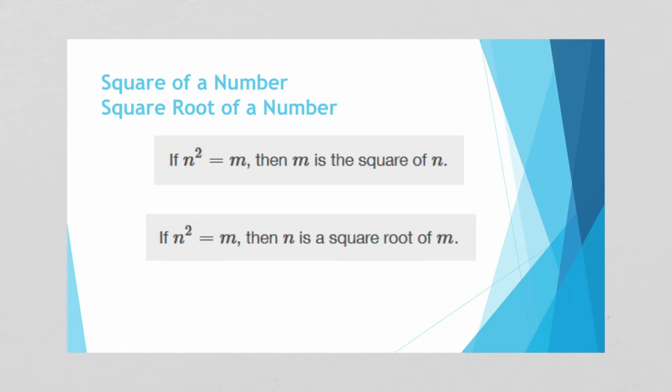Okay, so if n squared, where n stands for a number, equals a number m, then m is the square of n. Yeah, that makes sense. If n squared equals m, then n is the square root, just n is the square root of m. Now I'm going to explain this one a little better in just a second.